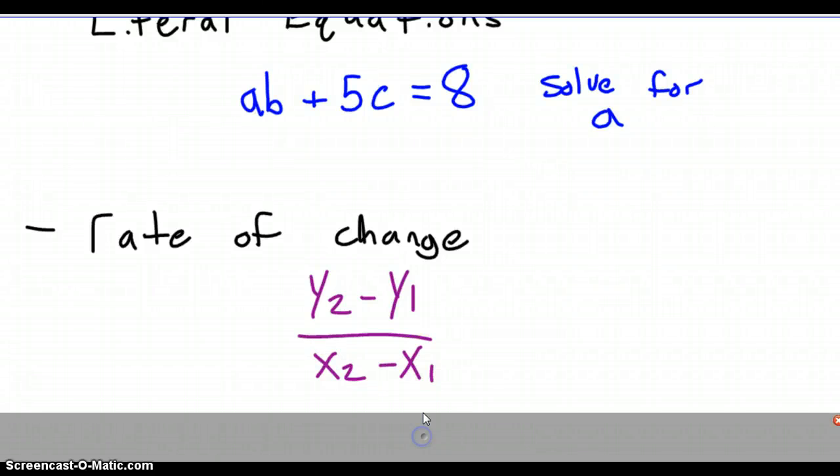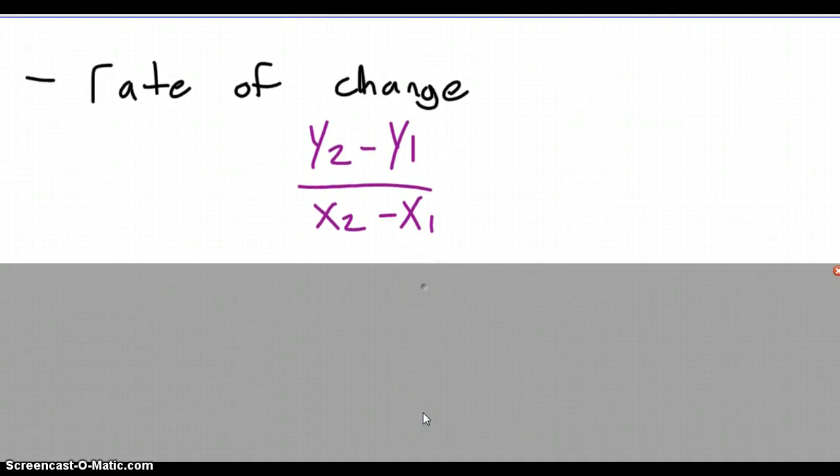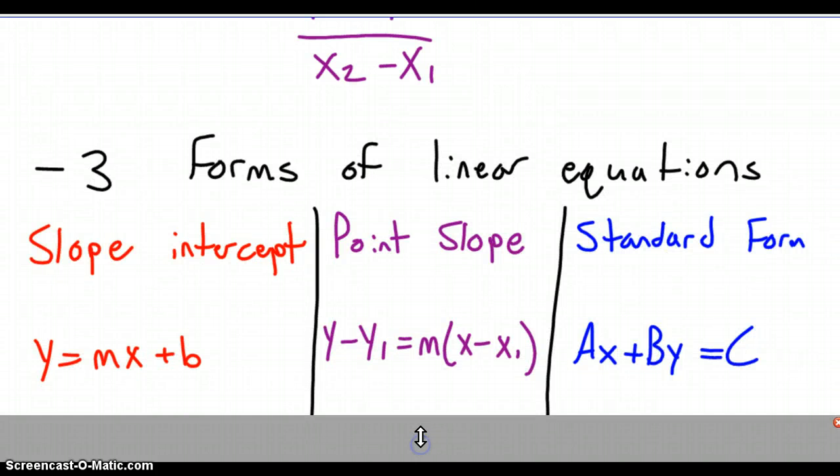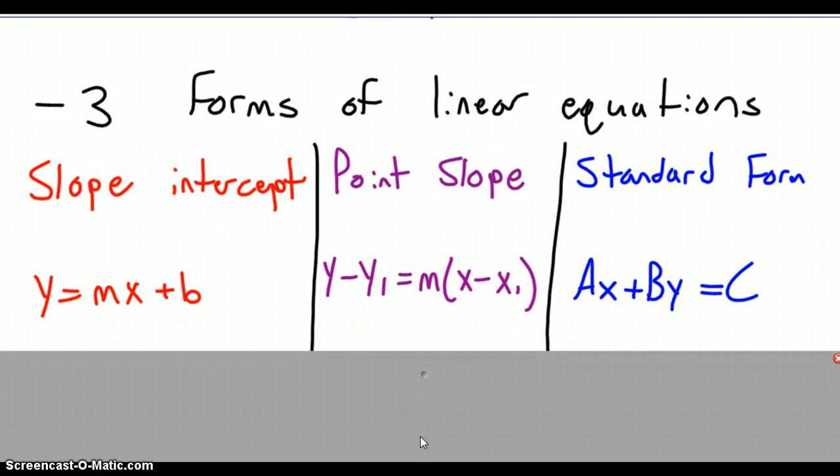Something that we'll have to know for sure is how to find the rate of change when we're given two coordinate points. This was the important formula that we used for this because it told us the change in the rise over the change in the run. These three, really important for us here.